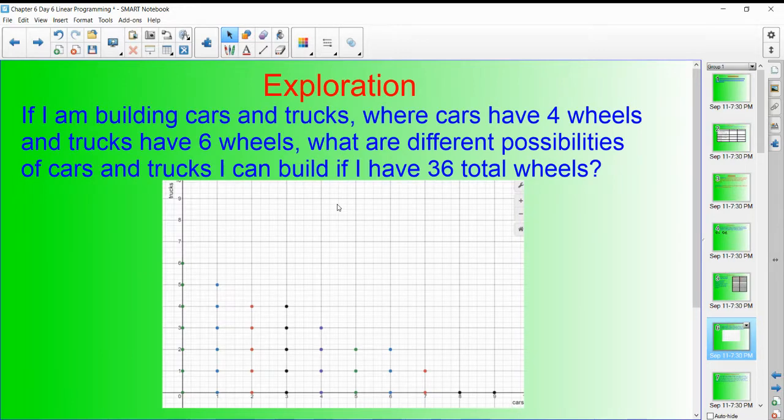Now, here's what it looks like. All of these different points represent possible solutions to how many cars and trucks. Now, my x-axis is cars and my y-axis is trucks. Now, I can see these top points are probably the ones that are most optimal, because why would I make 6 cars and 0 trucks when I can make 6 cars and 2 trucks? But I really don't want to test every single point to figure out which one gets me the most profit.